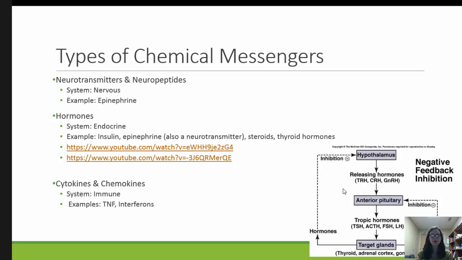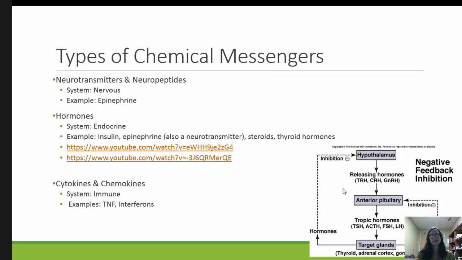Okay, so for the chemical messengers, we have a few different types. They each represent a different system in our body. So first we have the neurotransmitters and neuropeptides. So this is part of our nervous system. An example of this is epinephrine. So this should be a pretty familiar one to you. We know epinephrine is a neurotransmitter from a stress response.